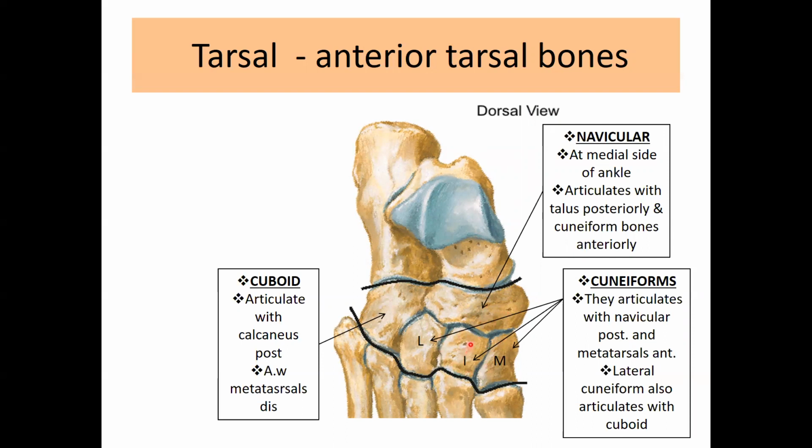And then you have the cuboid here, articulating with the calcaneus posteriorly and the metatarsals distally. And laterally it is actually with the cuneiforms and the navicular. The cuneiforms, the medial, intermediate, and lateral, articulate with the navicular posteriorly and the metatarsals anteriorly. The lateral cuneiform also articulates with the cuboid.